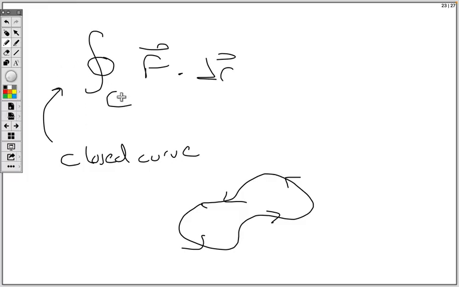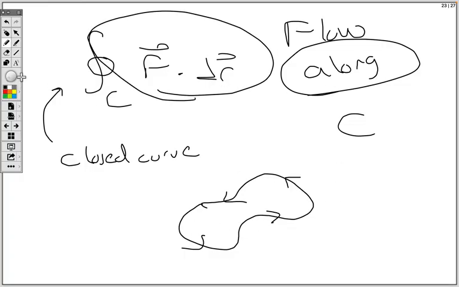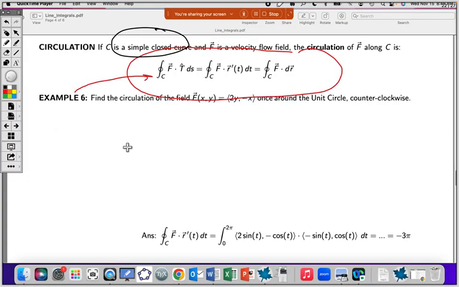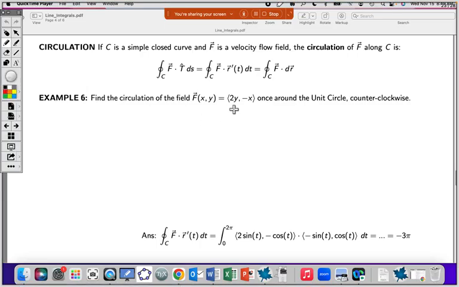So the point is, this is just another way to interpret the work because you're looking at the flow along C. Right? So flow along in the same direction, we use the dot product for that. So find the circulation of the field 2y, negative x once around the unit circle counterclockwise.